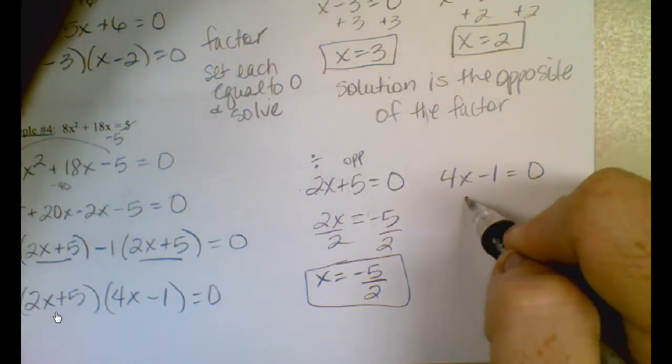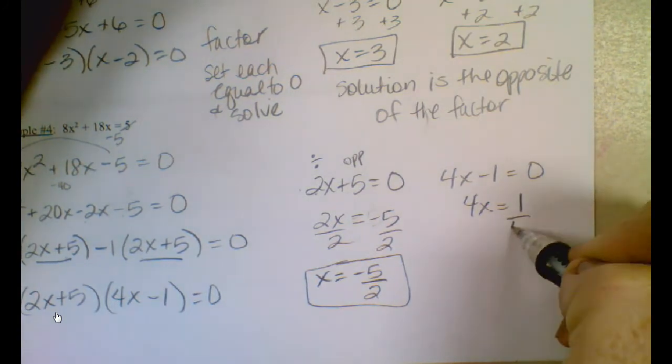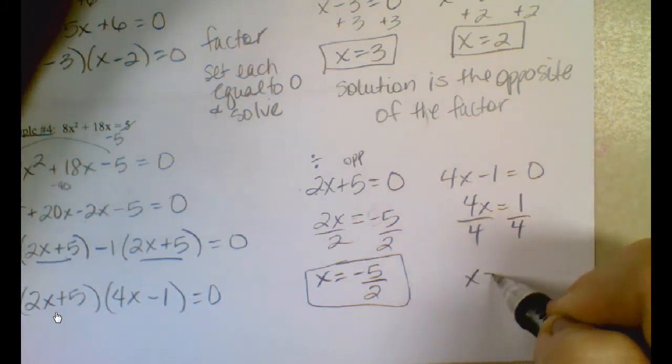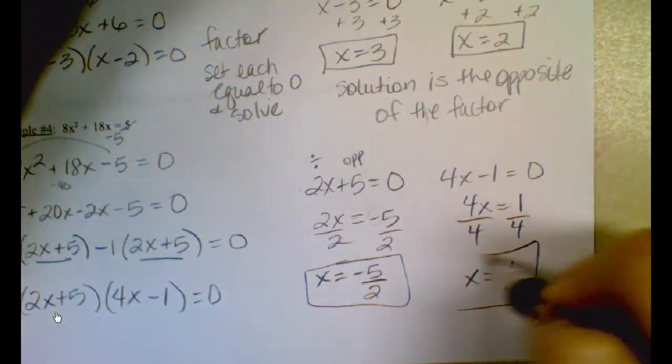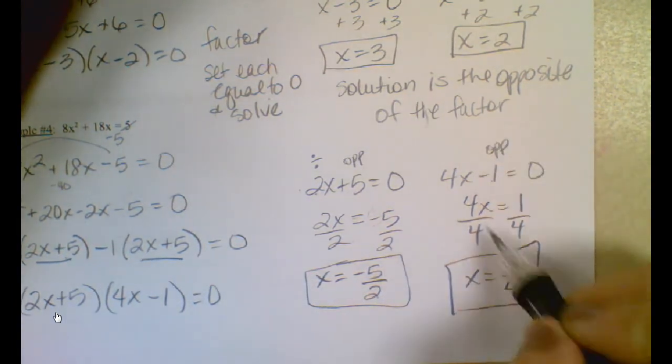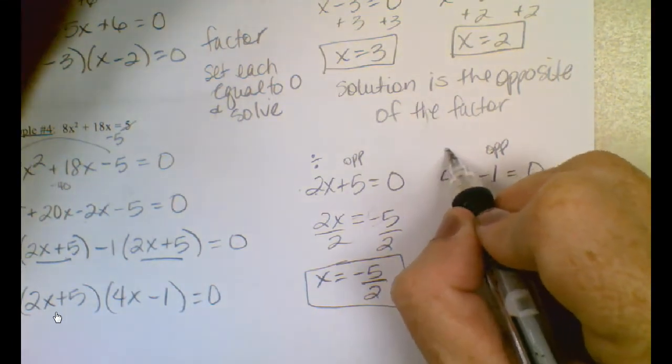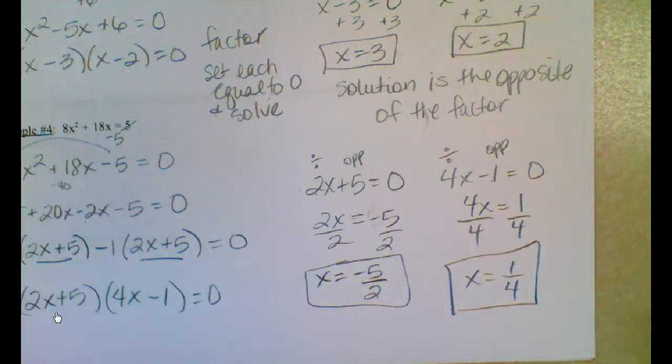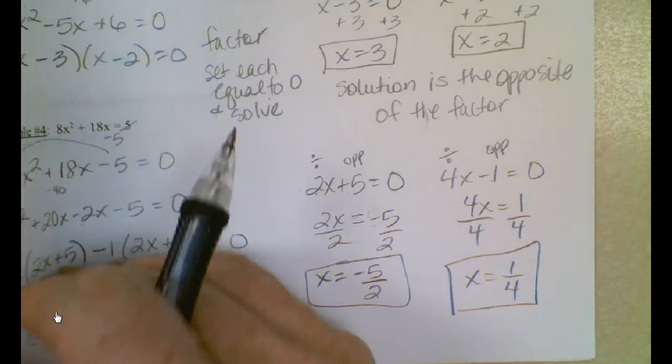And then 4x equals 1. I have to divide each side by 4, so x equals 1/4. And if I check that, the opposite of negative 1 is 1, divided by 4 is 1/4. Okay? All right, that's the end of 4.4.